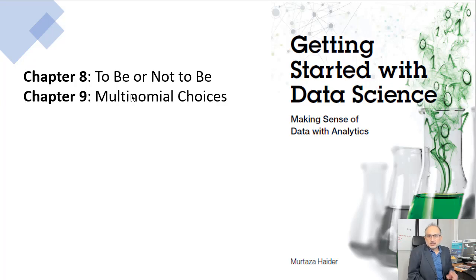And chapter 9 gets into multinomial choices such as mode of travel or dating websites, if one wants to know what dating websites people use. So I got a data set from Pew Research Center, and I'm going to illustrate that. But the real purpose of this video is to demonstrate the use of Jamovi, which is an open source tool.